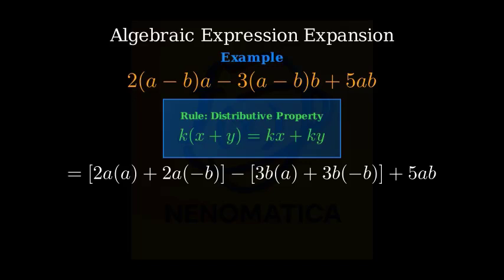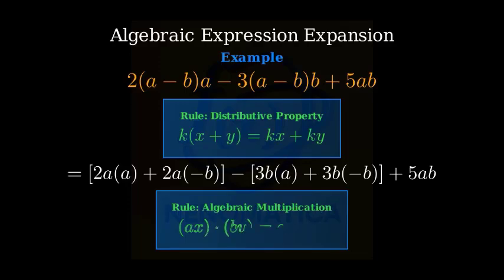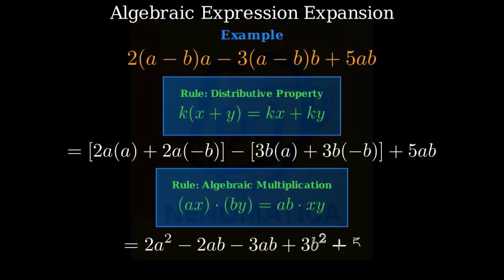So we get 2a times a plus 2a times negative b minus 3b times a minus 3b times negative b plus 5ab. Next, we'll multiply the terms inside each bracket. 2a times a equals 2a squared. 2a times negative b equals negative 2ab. 3b times a equals 3ab.